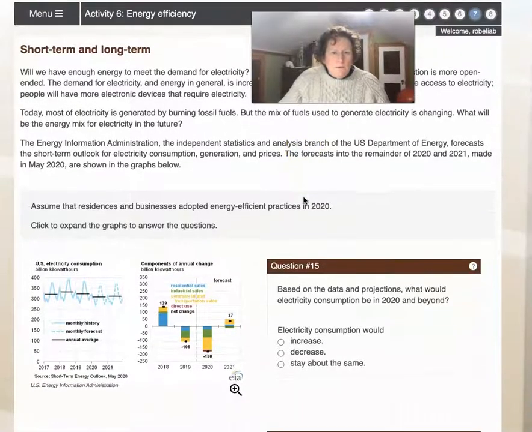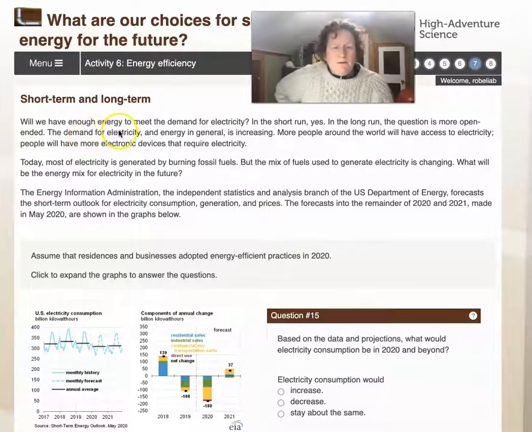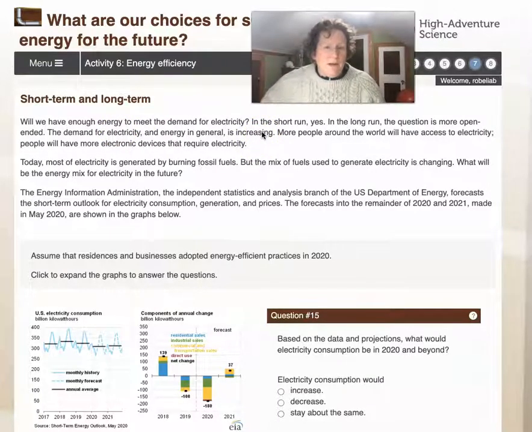So we have to, as a nation and as a world community, think about what kinds of electricity needs are going to be coming up. Because if there's electricity that we need, we can't just build a power plant overnight. We have to do some planning. Will we have enough energy to meet the demand for electricity? In the short run, yes. But in the long run, the questions are more open-ended.